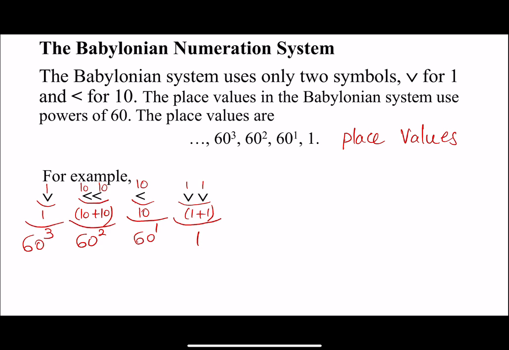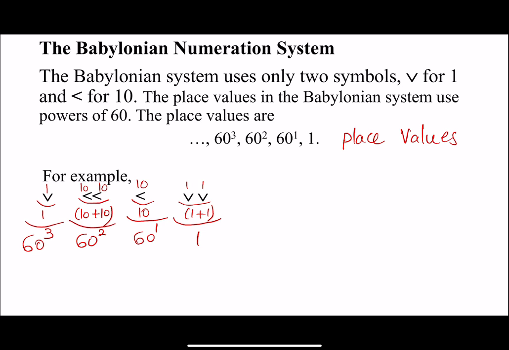So first of all, write down what each digit is. Then write down the place value of each digit. Don't forget to write down the place values from right to left. Okay? Now, next step, multiply each digit by its place value and then add the results.